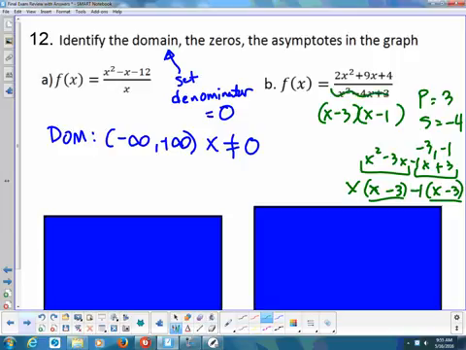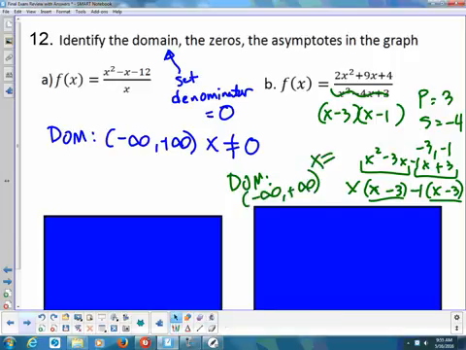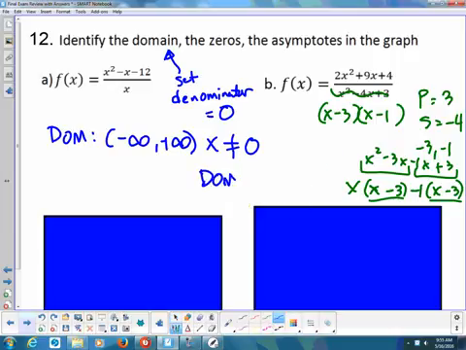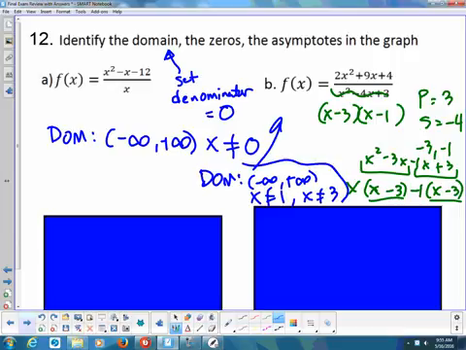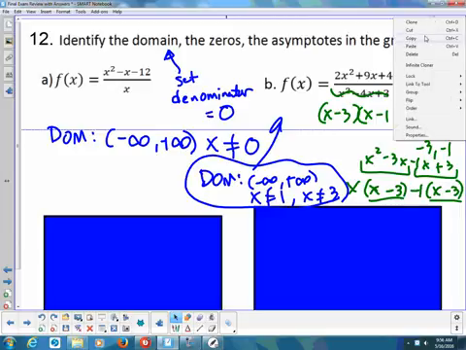So I rewrote that denominator. So now I can answer the question about the domain. The domain is going to be negative infinity to positive infinity, but x cannot equal what? So the domain for this one now is negative infinity to positive infinity, but x cannot equal 1 or 3. x cannot equal 1, and x cannot equal 3. Are we okay with this domain for this problem, this domain for this problem? All right.